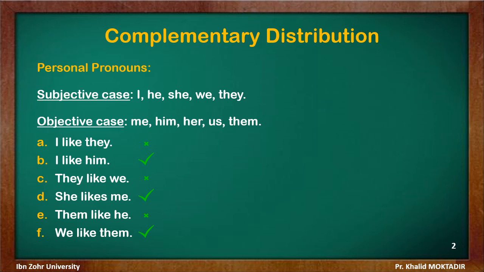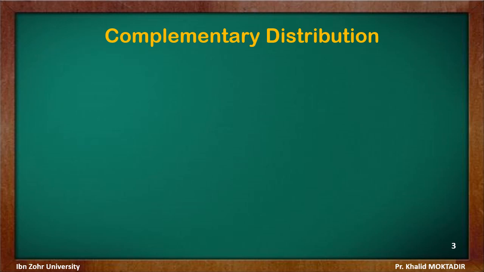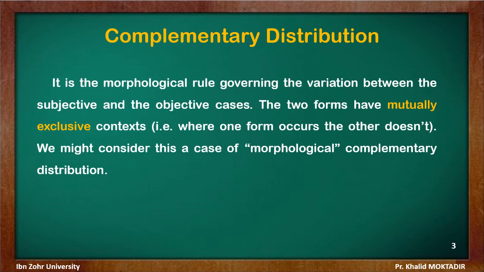Well, the answer is simple. For each context, its specific form. It is the morphological rule that governs the variation between the subjective and the objective cases. The two forms can be considered as having mutually exclusive contexts. In other words, where one form occurs, the other doesn't. We might consider this a case of morphological complementary distribution, so to speak.